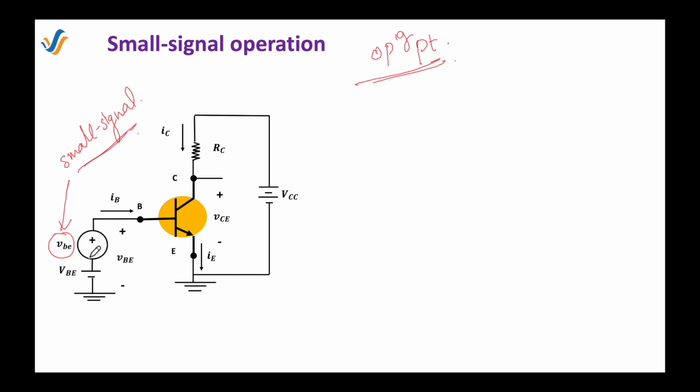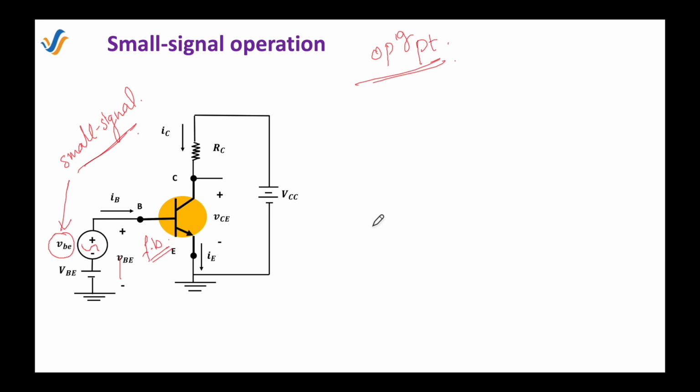So this is our small signal which is superimposed with the VB voltage, and this VB is used to bias the base emitter junction in the forward bias mode. Okay, and this is the total voltage at this point, and the small signal is our input signal which is to be amplified by the common emitter amplifier.